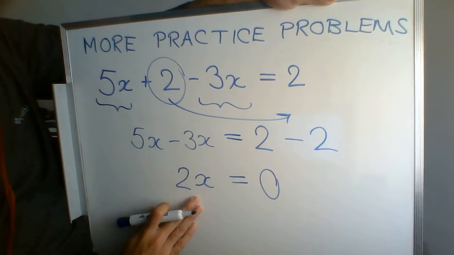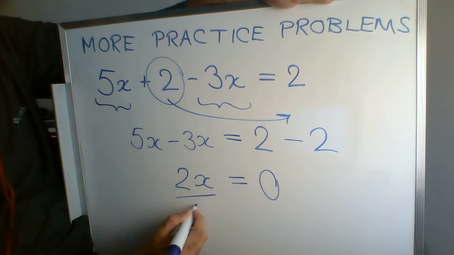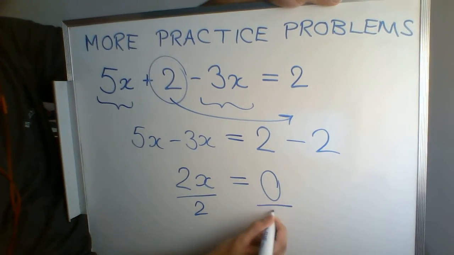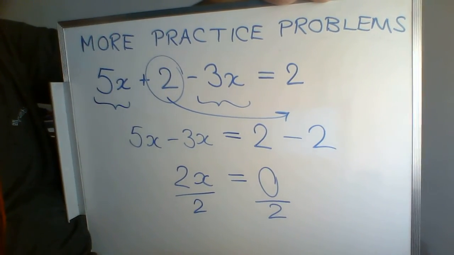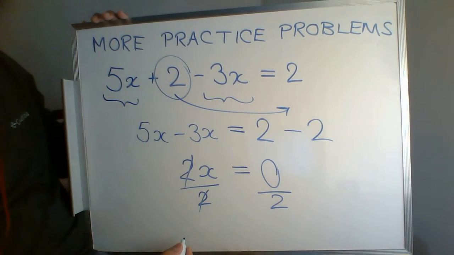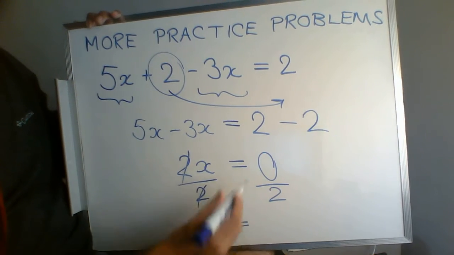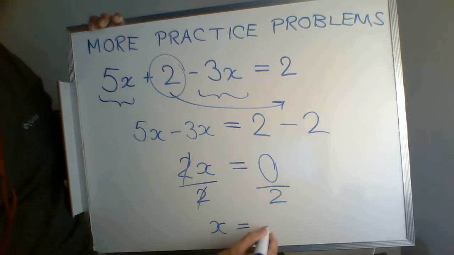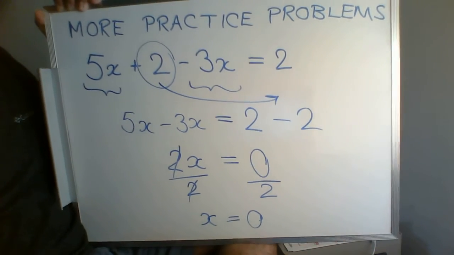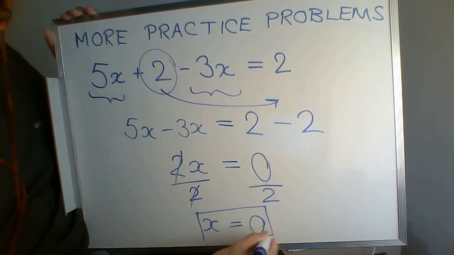We don't want to know what 2x is equal to. We want to know what x is equal to. So we're going to divide this side by 2. But if we're dividing this side by 2, we also have to divide that side by 2, right? So then on the left side, this 2 on top and this 2 on the bottom will disappear, and we'll be left with just x on the left side. And 0 divided by 2 is still going to be 0. So then we figure out that our answer for this one must be that x is equal to 0.